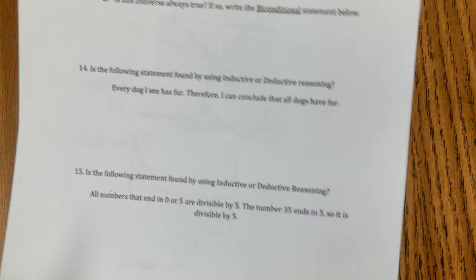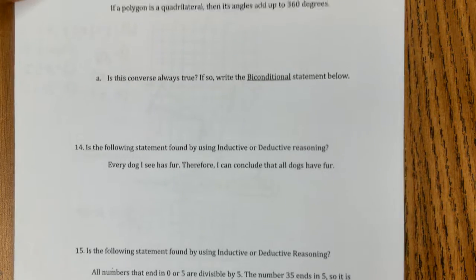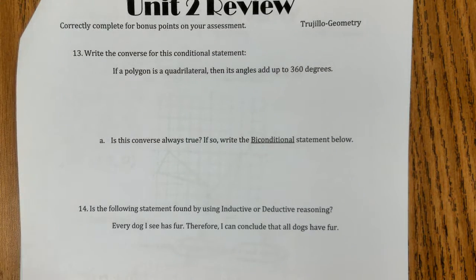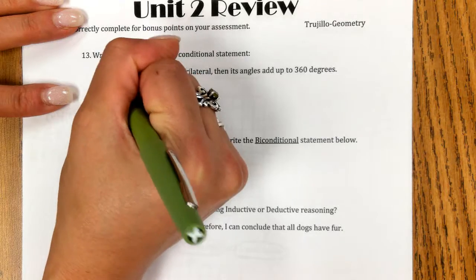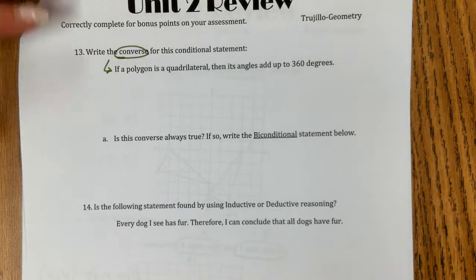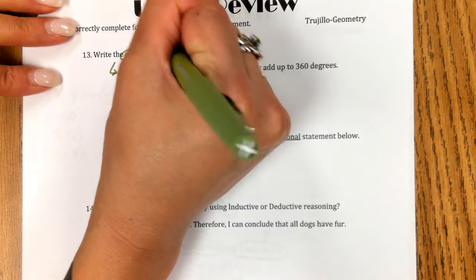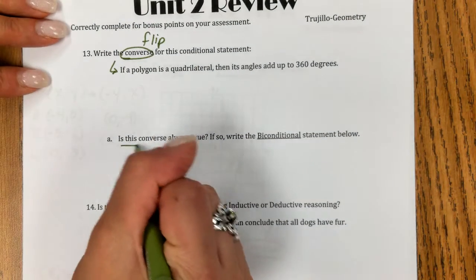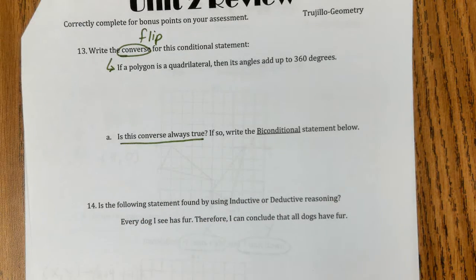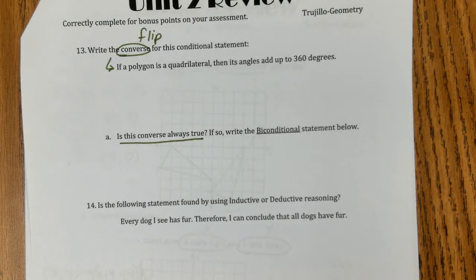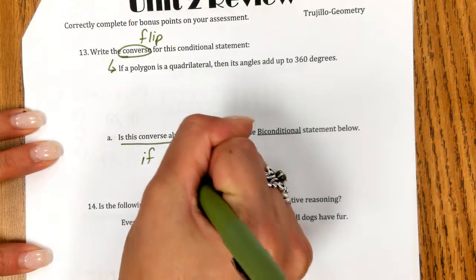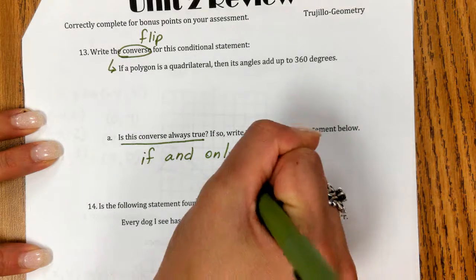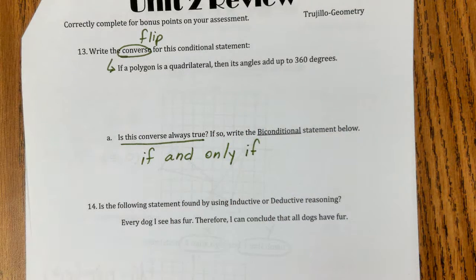Okay, moving on. Almost done. All right, so number 13. Right here you're writing the converse for this statement right here. What does converse mean again? Flip. And then you're answering this question: is this converse always true? If so, you're writing a biconditional statement. What is a biconditional statement? Yes. If and only if. Again, we have notes on this as well. That is going to be in your journals.